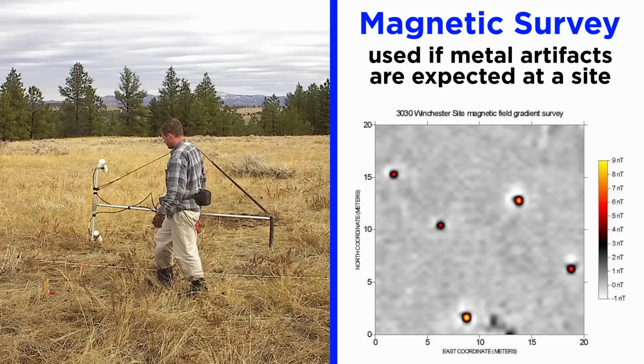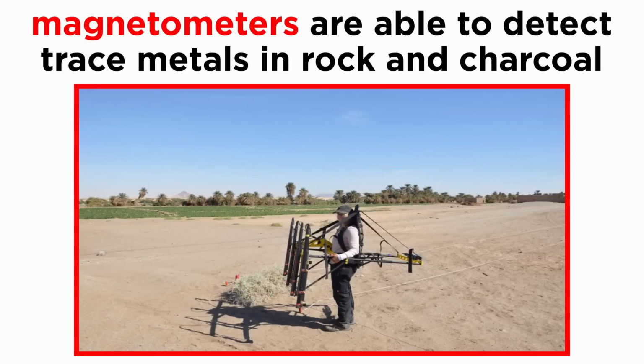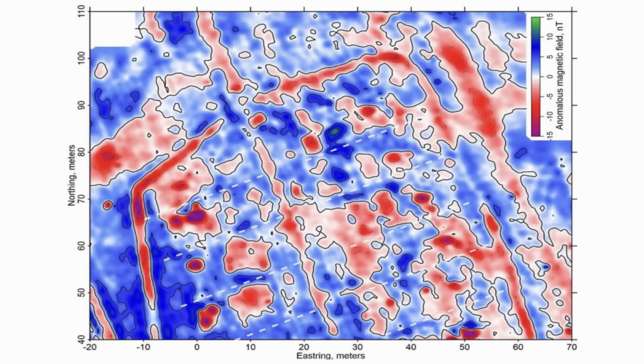Another method is through magnetic survey. Metal detectors are sometimes used if metal artifacts are expected. More broadly applicable are highly sensitive metal detectors called magnetometers. Magnetometers are so sensitive they can detect trace metals in materials like rock and charcoal. Archaeologists look for magnetic anomalies, which might be piles of rock, middens, or hearths.